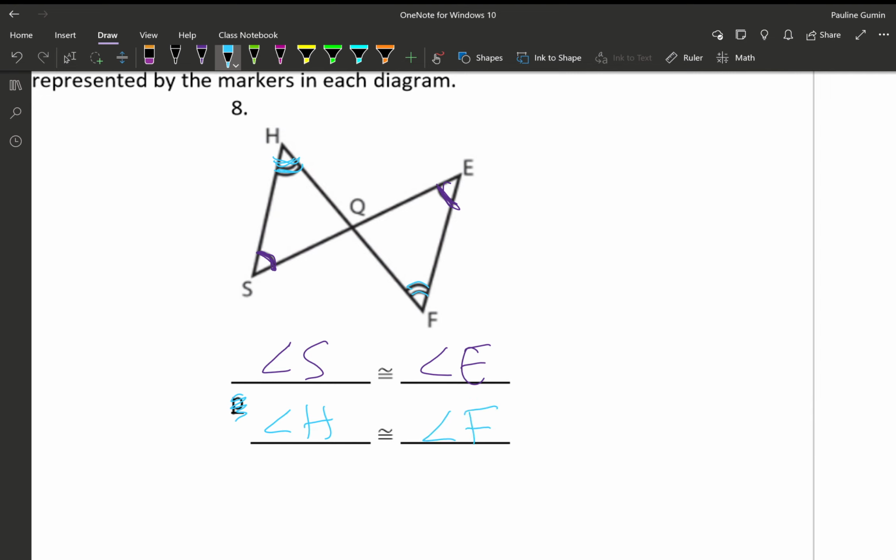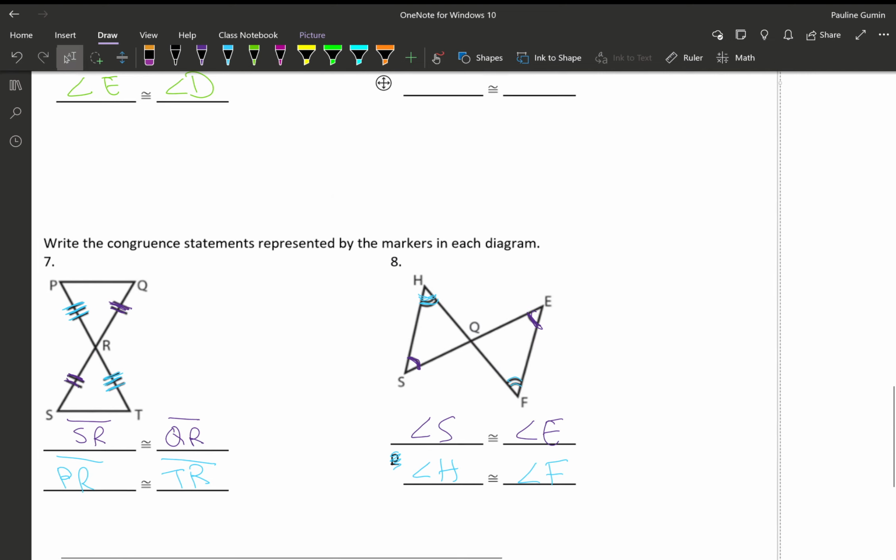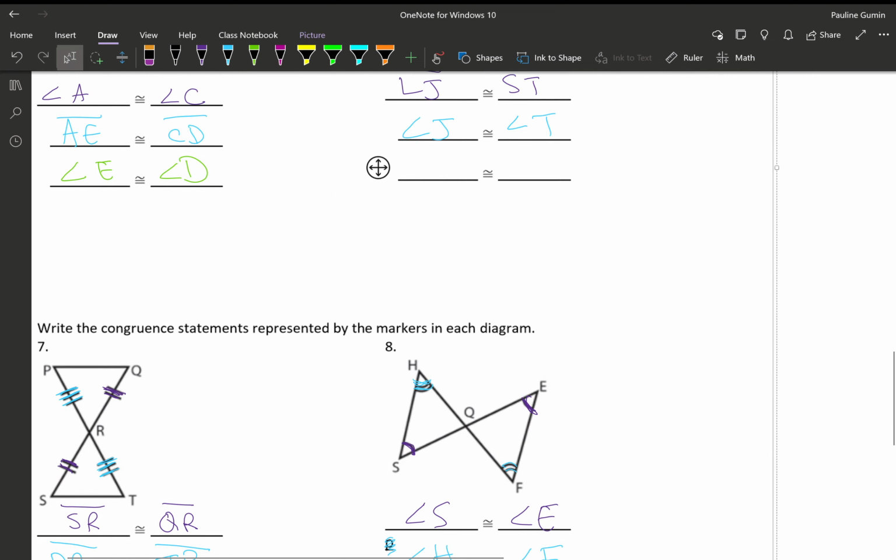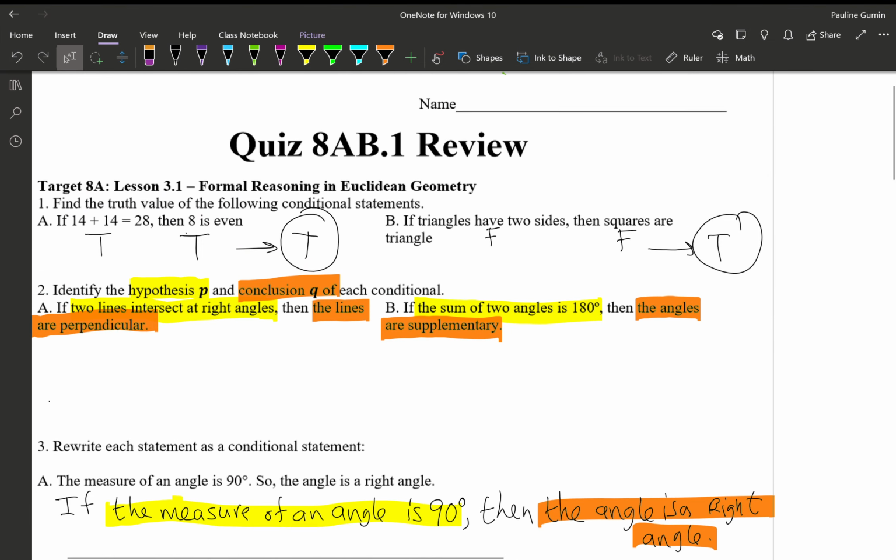If you feel comfortable with all the things that we are looking at on the quiz review, then I think you will be comfortable and succeed on the quiz that we have this Friday.